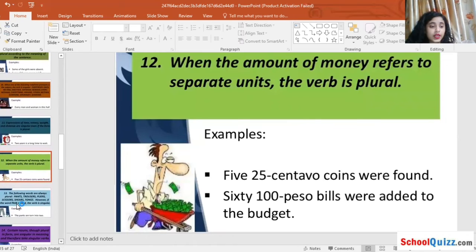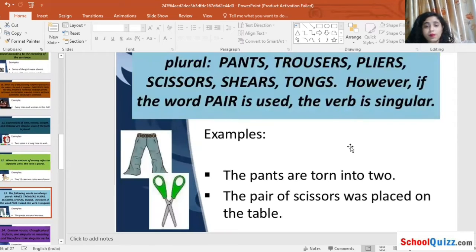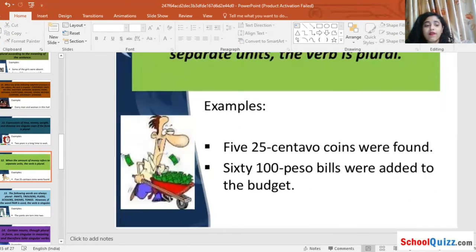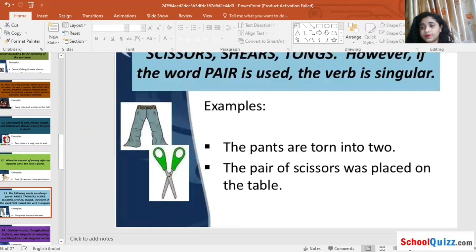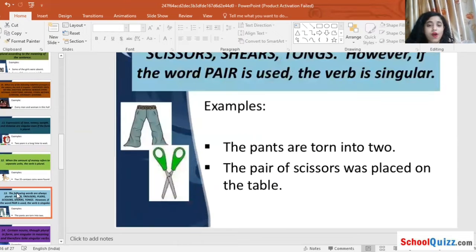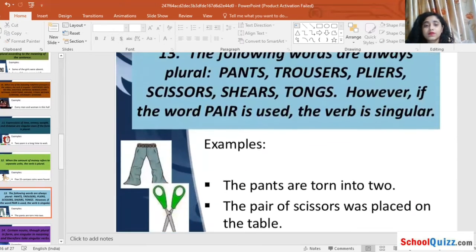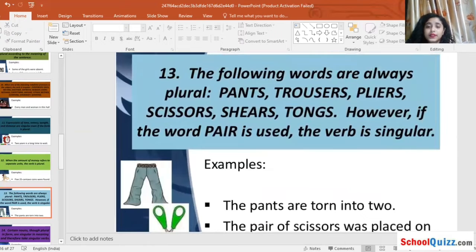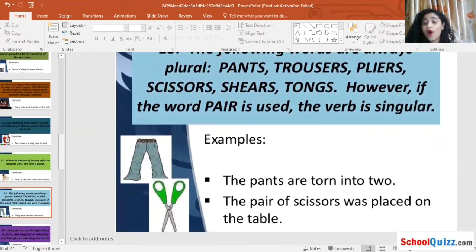Moving on towards our next, that is, the following words are always plural. Okay. So what are those plural words? Pants, trousers, pliers, scissors, shears, tongs. However, if the word pair is used, the verb is singular. If the word pair is used, it will be singular. Otherwise, all these words will be what? Plural. Okay. So now the pants are torn into two. So pants are torn. The pair of scissors was placed on the table.